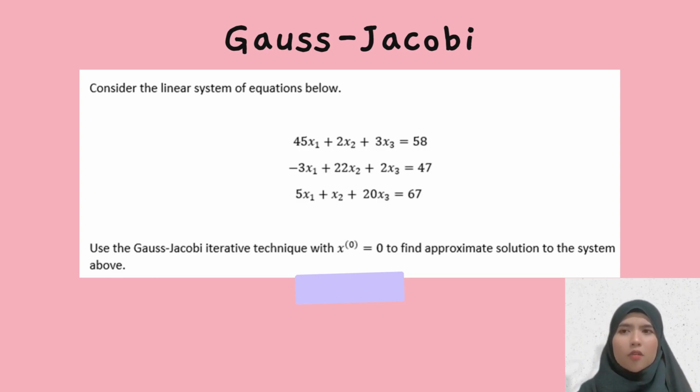Today I will explain the solution for the system of linear equations using Gauss-Jacobi. The question is: consider the linear system of equations below. Equation 1, 45x1 plus 2x2 plus 3x3 equal to 58. Equation 2, negative 3x1 plus 22x2 plus 2x3 equal to 47. And equation 3, 5x1 plus x2 plus 20x3 equal to 67. Use the Gauss-Jacobi iterative technique with x naught equal to 0 to find an approximate solution to the system above.